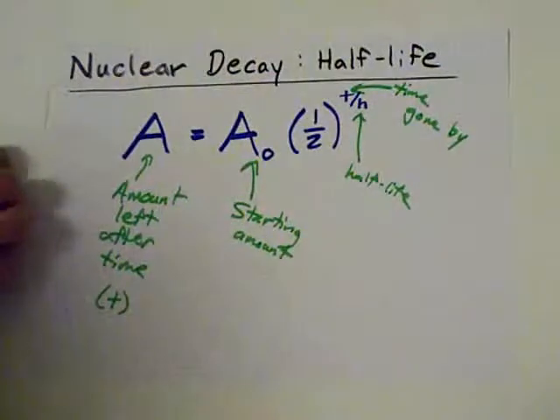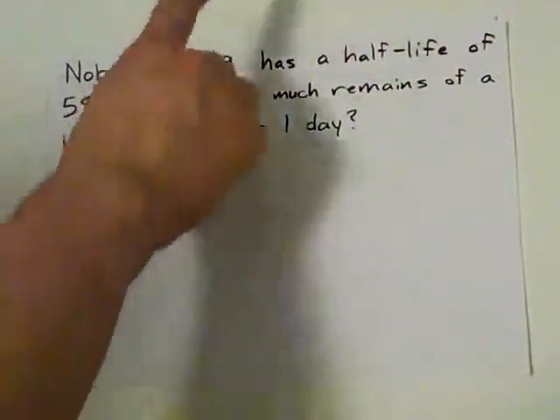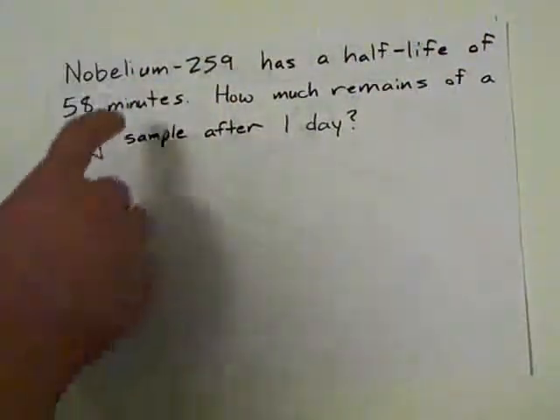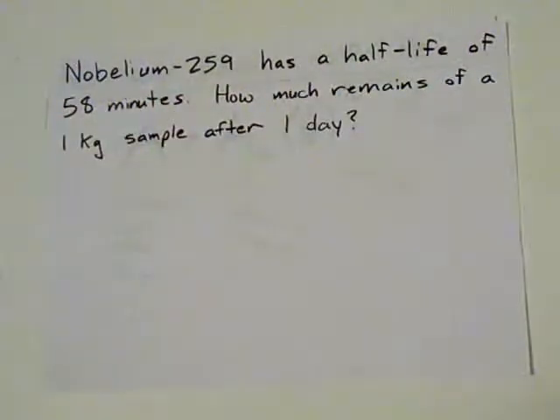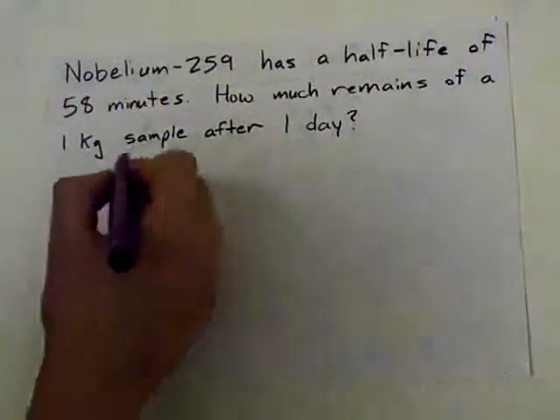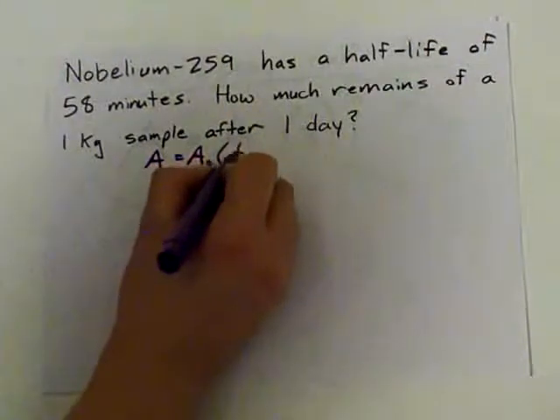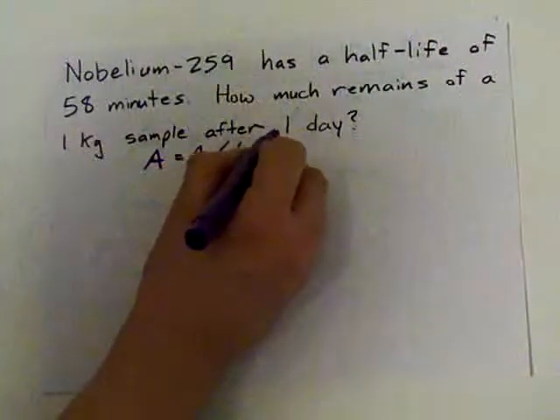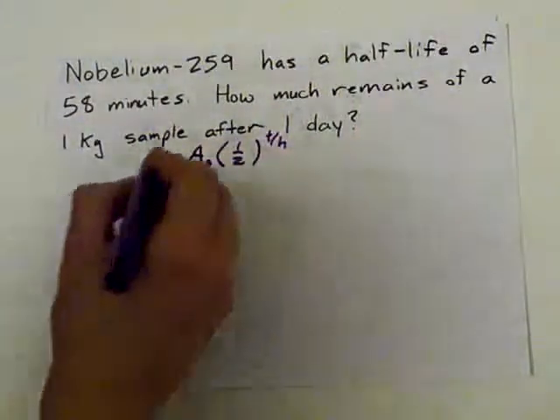We use this formula in the following way. Here's a sample of nobelium-259. It's got a half-life of 58 minutes. How much remains after one day if you start with a 1 kilogram sample? Well, the amount remaining is the amount you start with times a half to the power of T over H, where T is the amount of time gone by and H is the half-life.